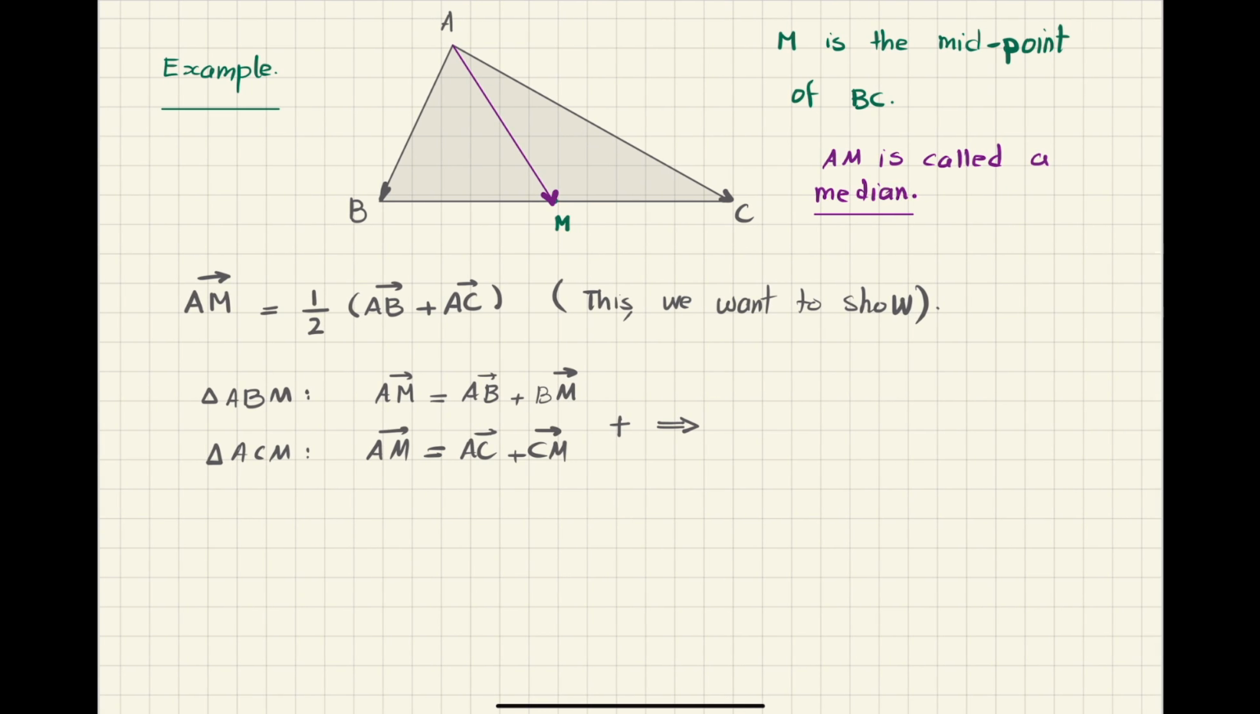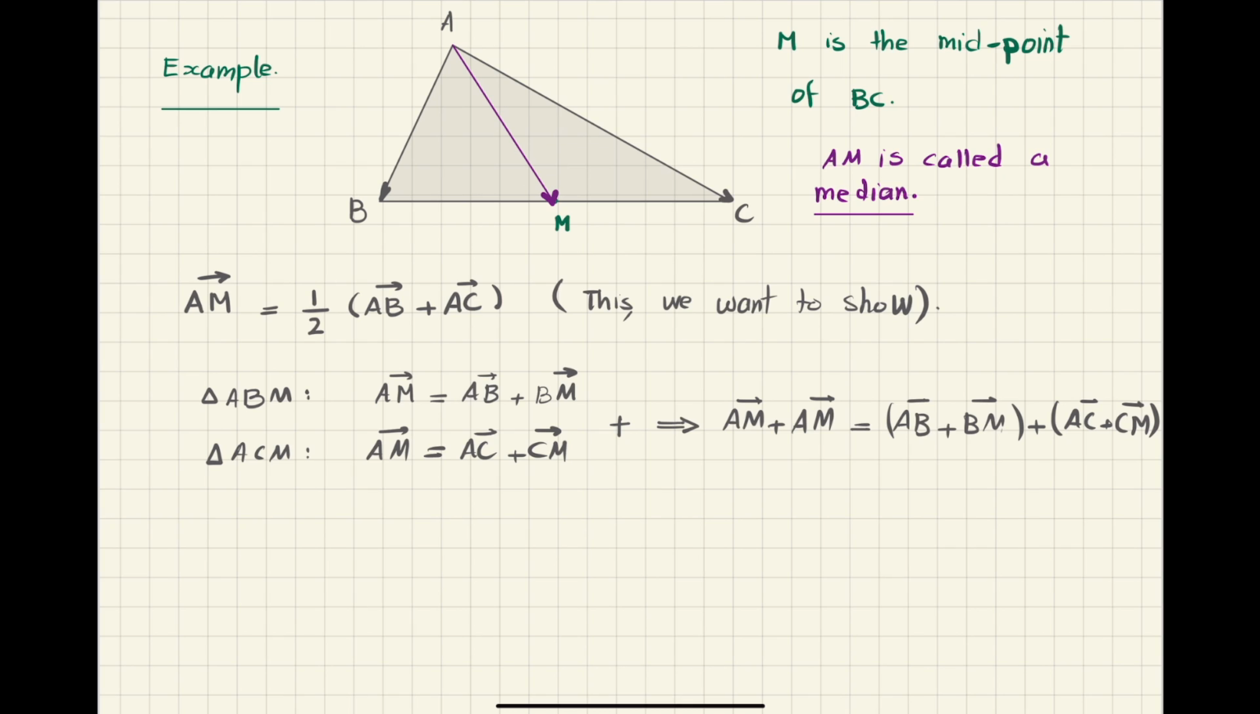So AM plus AM is equal to. On the right-hand side, I will add AB plus BM. Yes, let me write all the details. You don't need to write all the details, of course, here. AC plus CM, yes? Is that understandable? So I had two equalities. I add them side by side. I will get this relation.